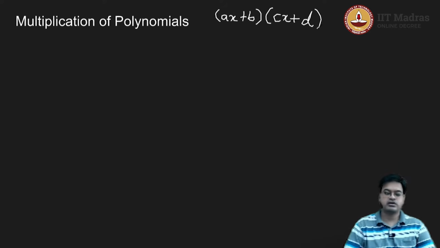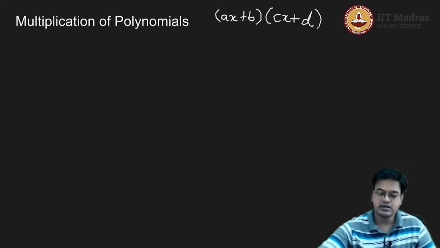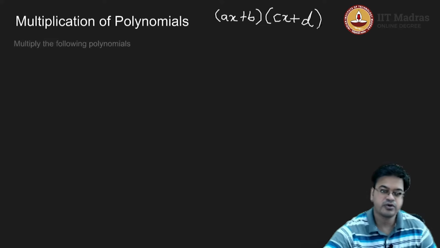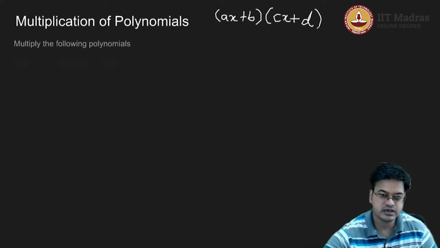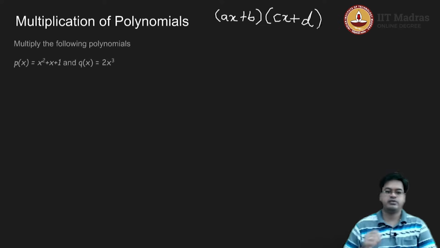However, in this context, we want to generalize the settings for multiplication of polynomials of arbitrary degree. So let us start with some simple monomials through examples. So here is a polynomial given to you. p(x) is x square plus x plus 1 and q(x) is 2x cube. The question is, do I know how to multiply these two polynomials? Remember, this one is called a monomial. It has only one term.